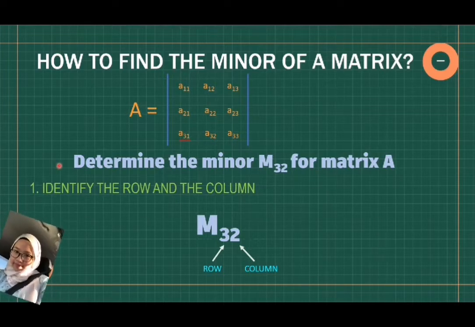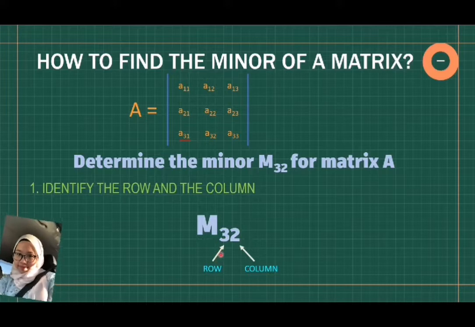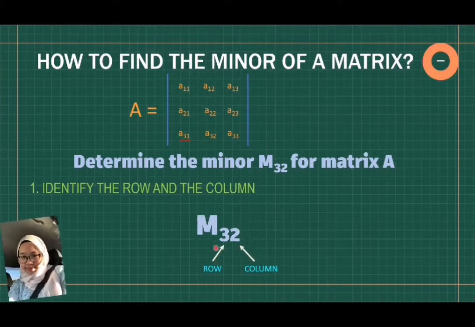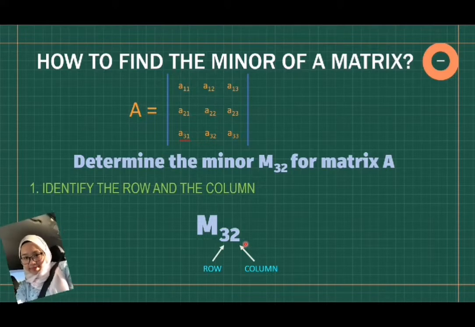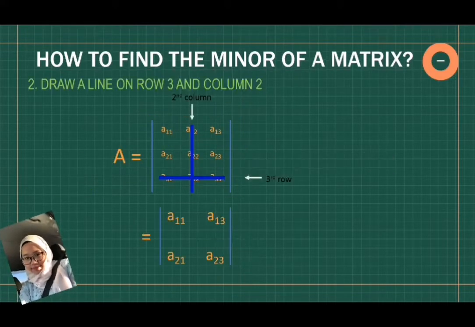Now we have to determine the minor M32 for matrix A. First, you identify the row and the column. The first number will always stand for the row and the second number will always stand for the column. So M32 indicates the third row and second column. Next, draw a line across the third row and the second column. As you can see here, you are left with four numbers.